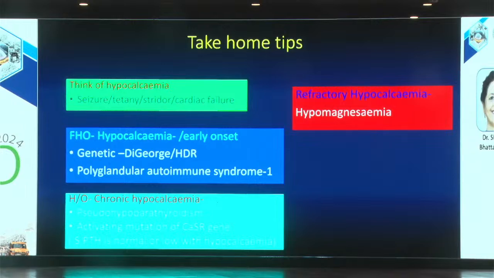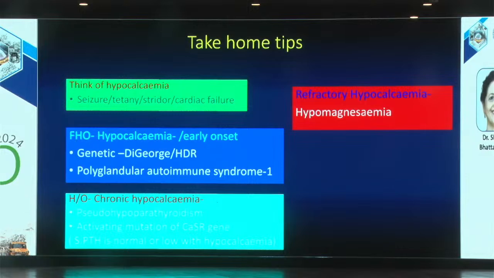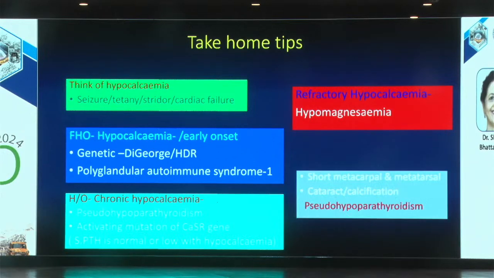In refractory hypocalcemia, check for magnesium, because magnesium malabsorption can lead to hypocalcemia. So you have to treat magnesium first and only then start treating calcium. And if you see short metacarpals, metatarsals, cataract, or calcification on examination, think of pseudohypoparathyroidism.